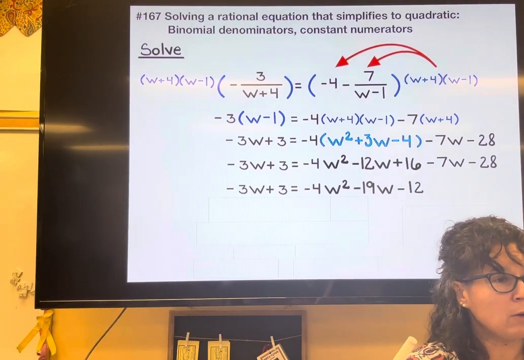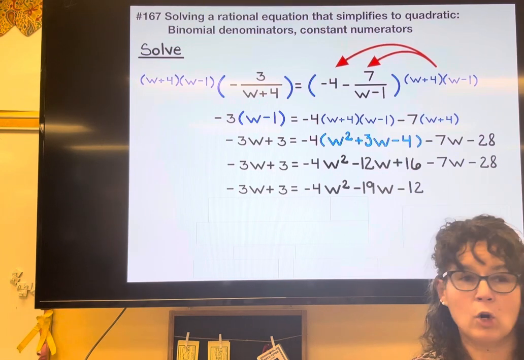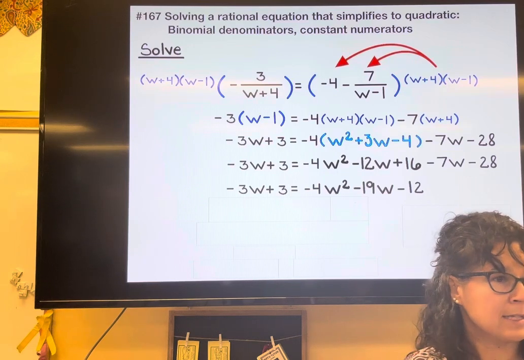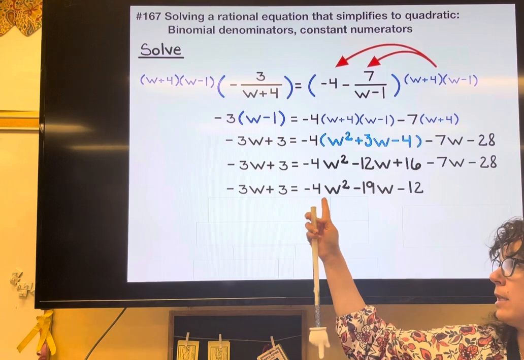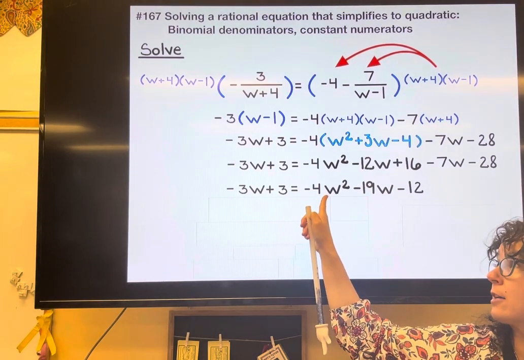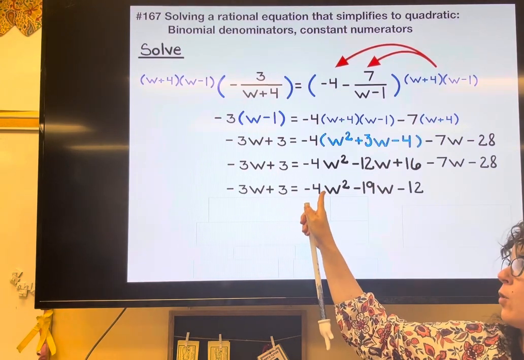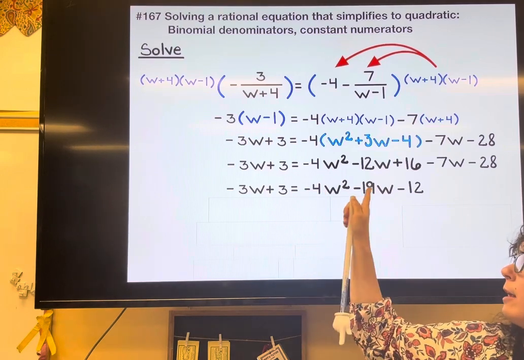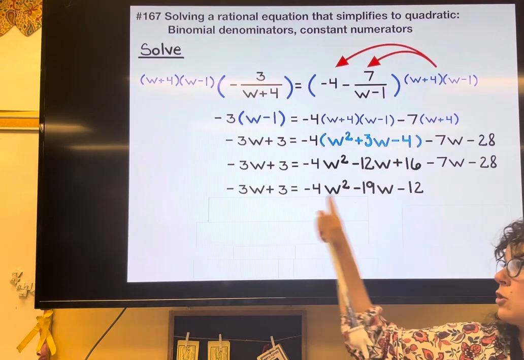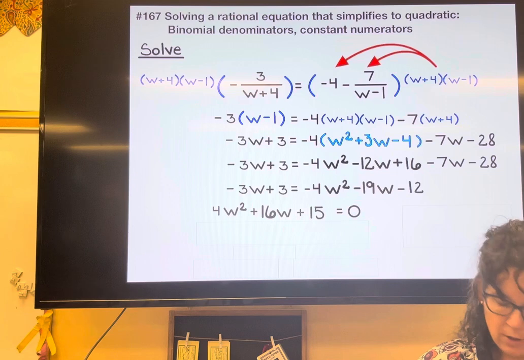So to finish solving, we want to move everything to the same side and set it equal to 0. We're hoping to factor, but worst case scenario, we would use the quadratic formula. Since I am hoping to factor, I really like the leading coefficient to be positive to make it easier to factor. So I'm going to move things to the left, starting by adding 4w squared, and then I'm going to add 19w to negative 3w, and add 12 to 3. So I end up with this equals 0.